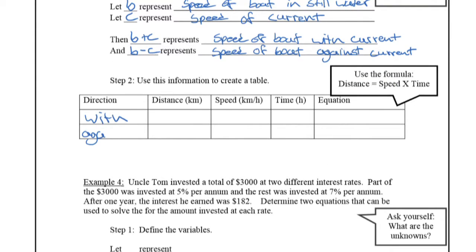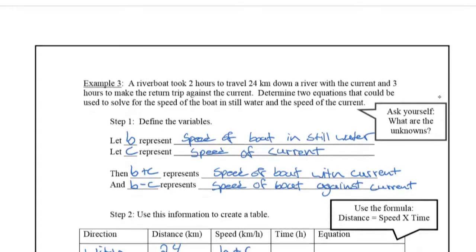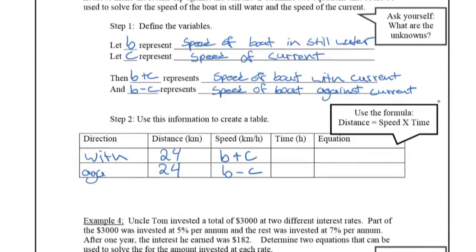All right, so the distance in both cases is 24 kilometers. If I'm going upstream or downstream, it doesn't matter. The speed I'm traveling is going to be the boat plus the current, and this is going to be the boat minus the current. The time it takes, if I am going with the current, it took 2 hours, and then against the current was 3, is that right? Riverboat took 2 hours to travel 24 and 3 hours to make the return trip.